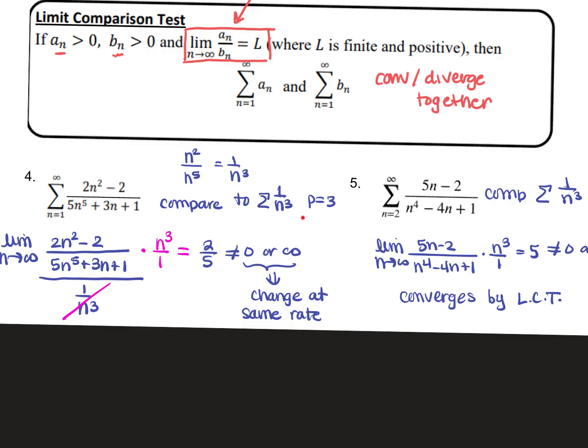Now I'm comparing it to a convergent p-series. So as long as my limit is finite and non-zero, it converges also. So you take this, and it doesn't matter which one you put on top, multiply by the reciprocal. But now look, the degrees are equal. If the degrees are equal, then you're looking at the ratio of the leading coefficients, which is not 0 or infinity. So they're changing at the same rate, which means they both converge. This is a convergent p equals 3. So now this converges by the limit comparison test.